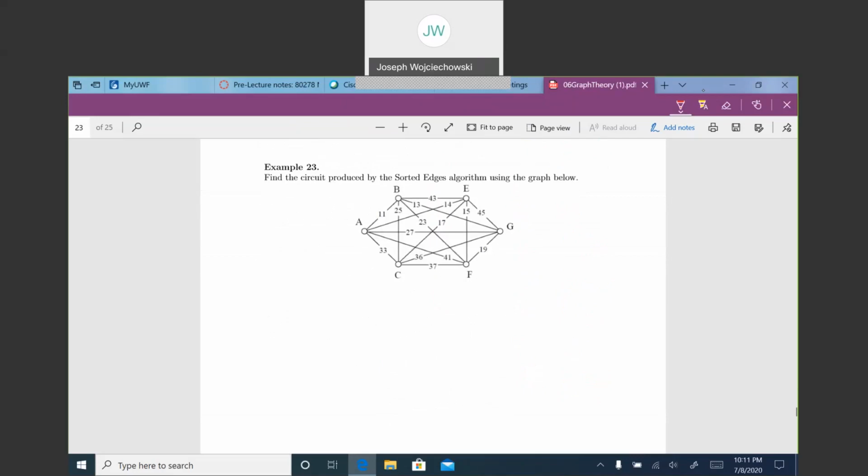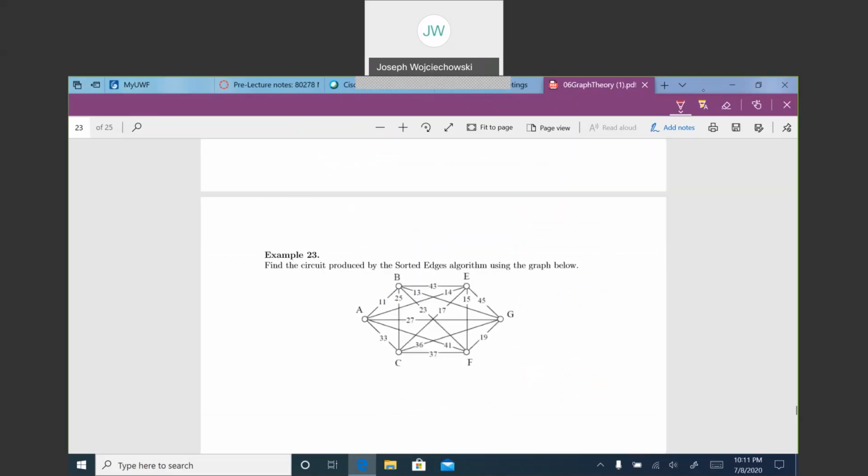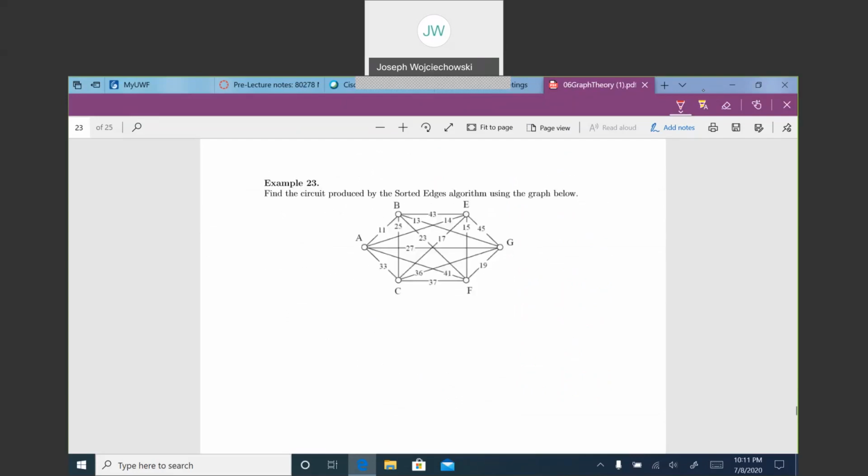Okay, here we go. Find a circuit produced by the sorted edges algorithm using the graph below. So let's see, what was our shortest edge? It's 11 here.